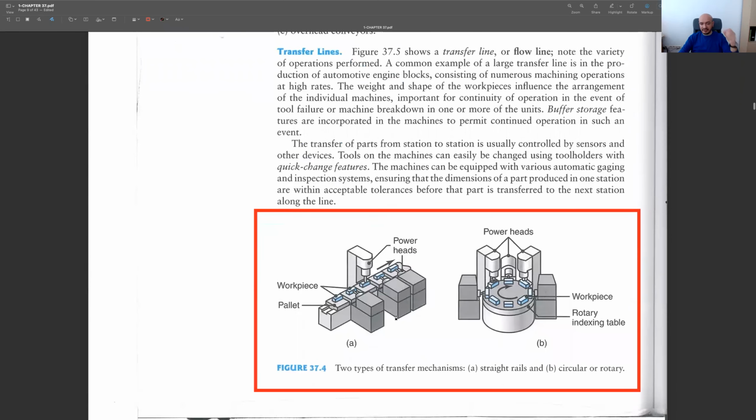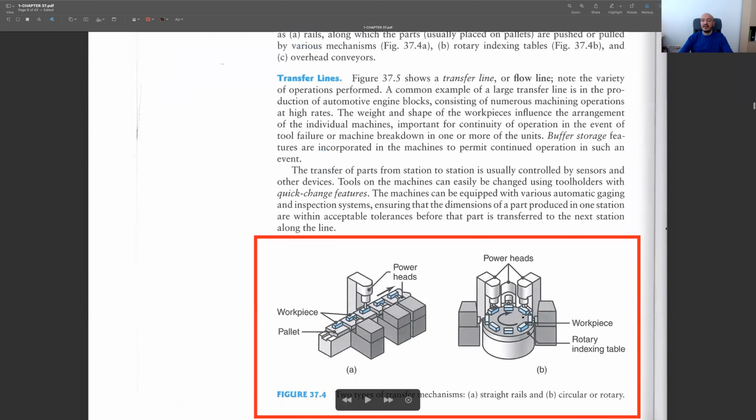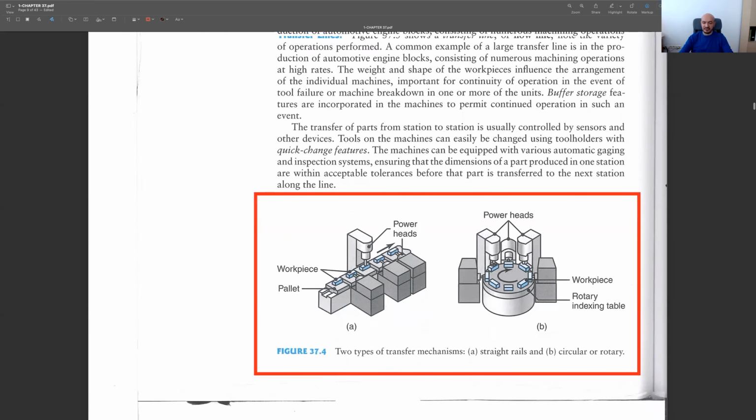And they use, for instance, such transfer mechanisms like straight rails or circular ones. For instance, we have such power heads here. They are performing different manufacturing operations, and we have a rotary indexing table. Once it rotates, then we can perform different operations on the same product. So this is a hard automated system. If you want to change it, then you need to replace this rotary indexing table with a new one. You need to replace the tool. So that's why we call it hard automation.